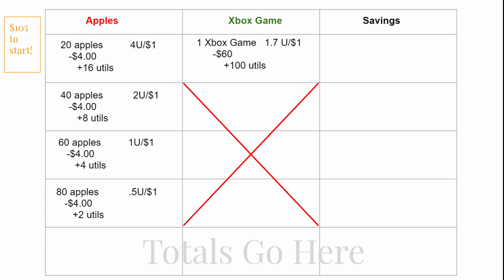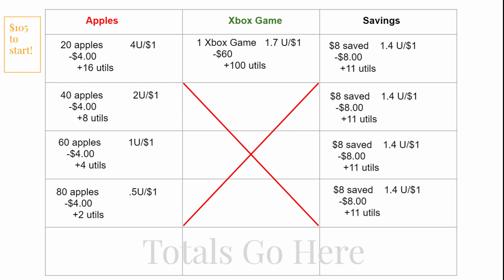The last column is by far the easiest to comprehend. Nothing is going to change at all from the very first set of data to the very last one. It's all 1.4 utils for every dollar saved, gaining her 11 utils and subtracting $8 from the running total. All of them are the same. It's not going to be that hard to manipulate it.